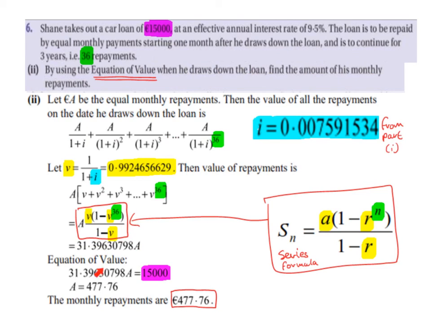So we let this equal 15,000 because that's the amount of the loan, and then we solve for A. So 15,000 divided by 31.39630798 gives us 477.76. So the monthly repayments are €477.76.